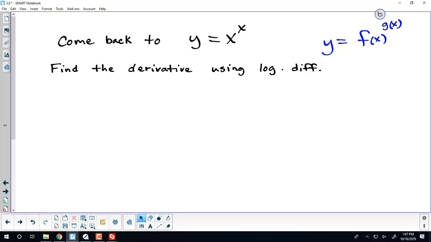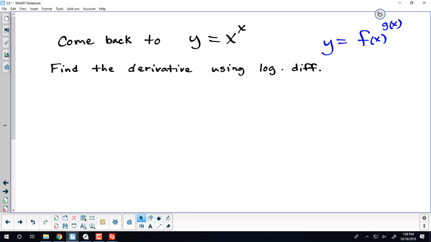Remember, if you have the log of y and you take the derivative, it's y prime over y. If you introduce this logarithm, there's nothing wrong with that. But remember the derivative of the log base 10 will be y times the natural log of 10 times y prime.